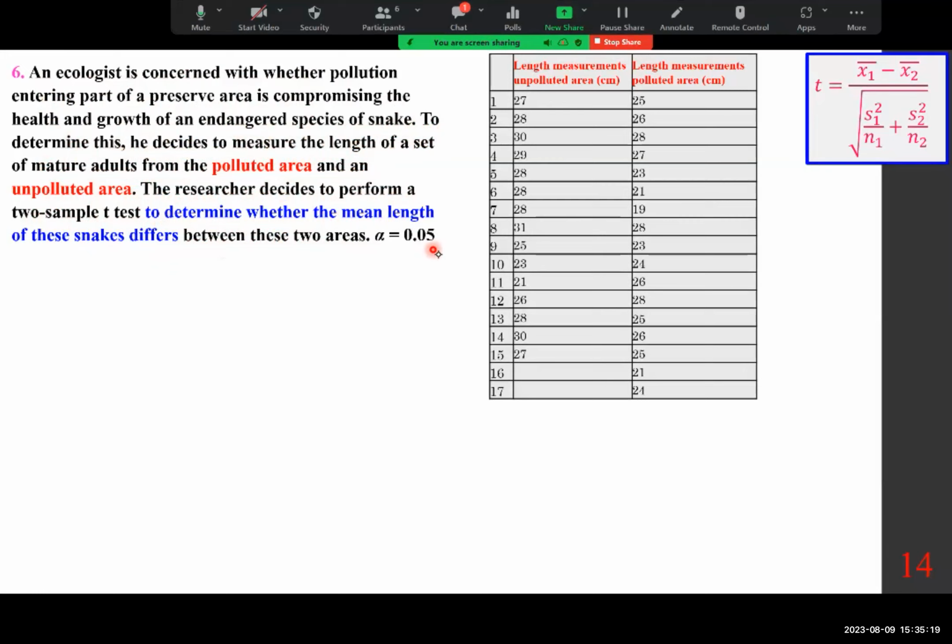Excellent. And the idea is that these are applications in the real world. And so we have the length measurement for the unpolluted area. We have 15 of those.